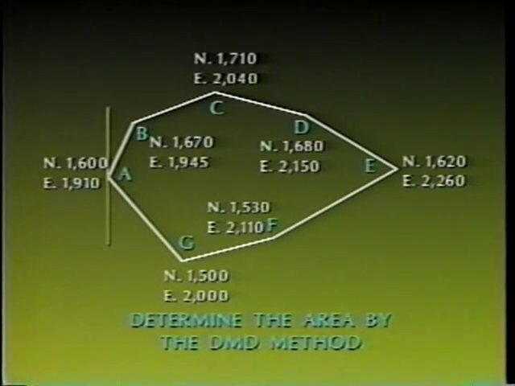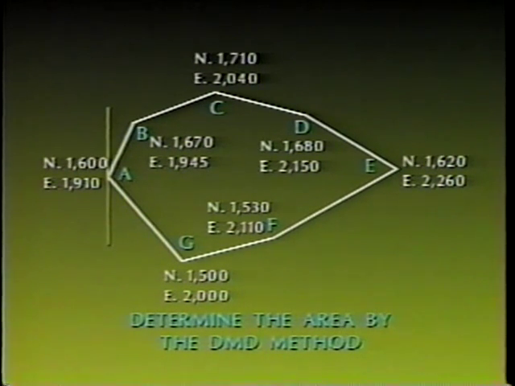The last method we will discuss to determine area is double meridian distance, or DMD. This method uses the latitudes and departures of a calculated traverse that determines the coordinates of the angle points of a closed traverse. Here again, we have some rules. Number one, start DMD calculations from the most westerly point in the traverse.